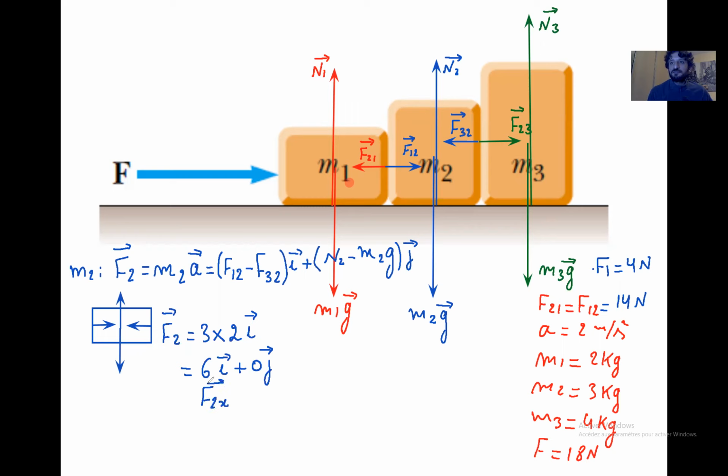This one is F2x, and this one is F2y. Here we have F2x, and here we have F2y. You know, F2y here equals zero, because N2 equals M2g. N2 equals M2g, so you will get F2y equal to zero. Okay? It's logical.